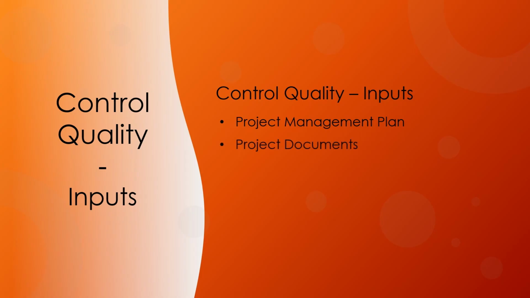Project documents that can be considered as inputs for this process include lessons learned register, quality metrics, and test and evaluation documents. Lessons learned earlier in the project can be applied to later phases in the project to improve quality control. A quality metric specifically describes a project or product attribute and how the control quality process will verify compliance to it. Test and evaluation documents are used to evaluate achievement of the quality objectives.